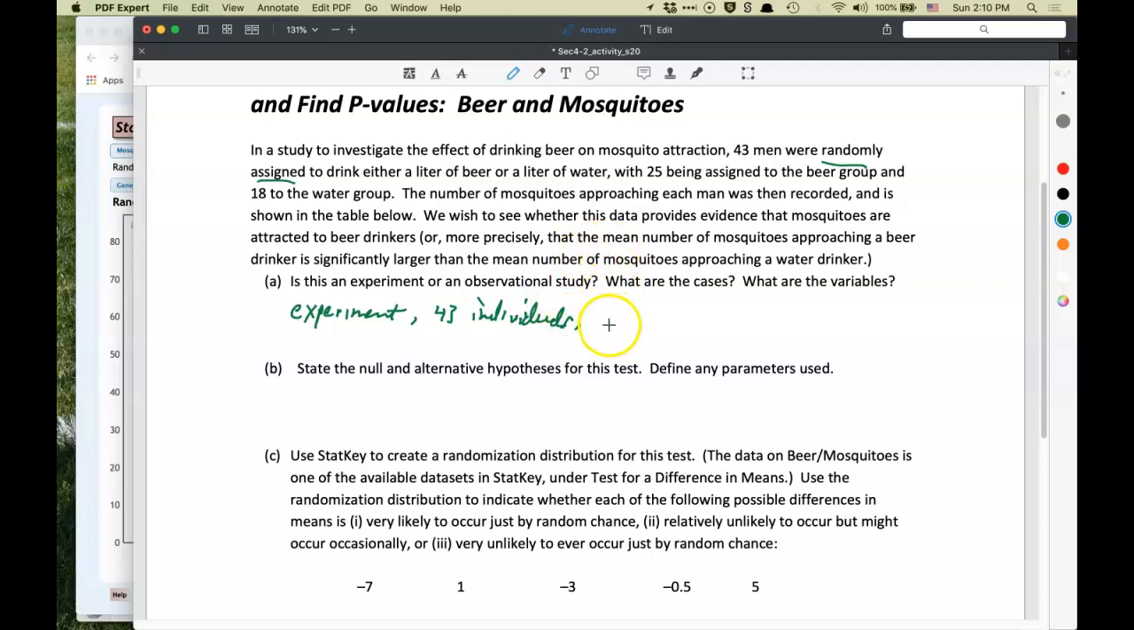And what are the variables? There are two variables. The one is the quantitative variable, which is the response, and that's the number of mosquitoes. All right. And the explanatory variable is going to be the treatment. And that would be beer or water. Right, the two, one liter of beer or one liter of water.